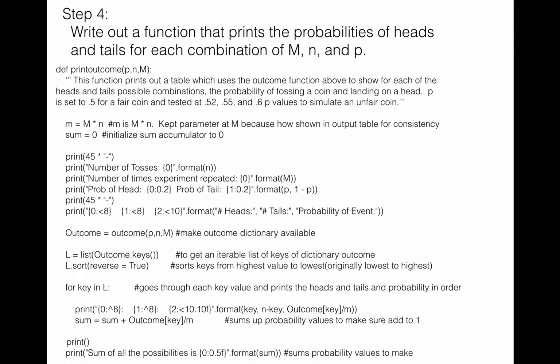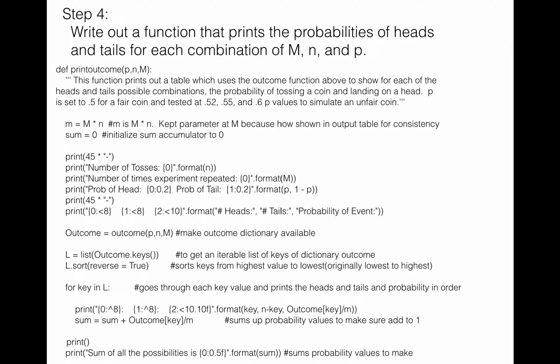And I'm going to print, which is dot format, the value of the key, which will be the number of heads, n minus key now, which is going to be tails, and then the outcome of key over m, which outcome of key is the number of occurrences of getting a heads, is what I was looking at, and then you divide it by m, which is the total number of occurrences. And so that's going to give me the probability there.